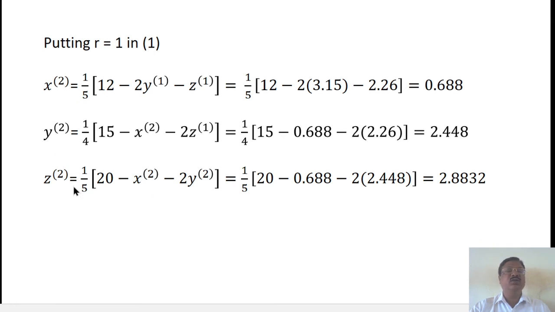z raised to 2 is equal to 1 upon 5, 20 minus x raised to 2 minus 2 y raised to 2, which is 1 upon 5, 20 minus 0.688 minus 2 into 2.448. After simplification, it will be 2.8832.